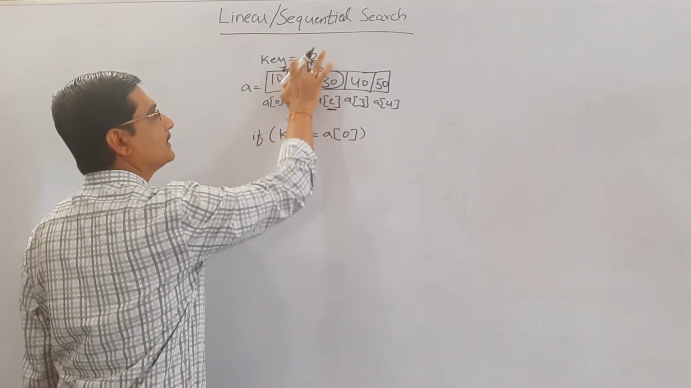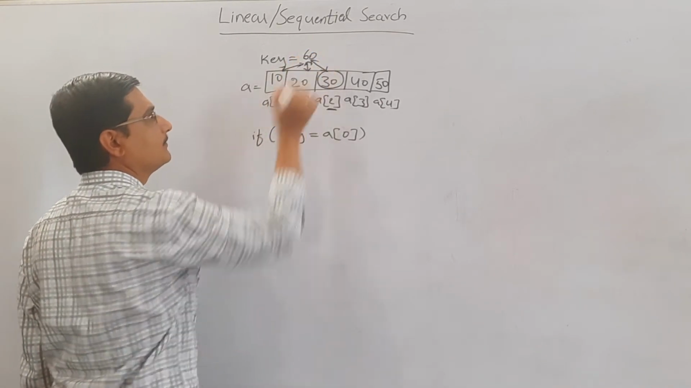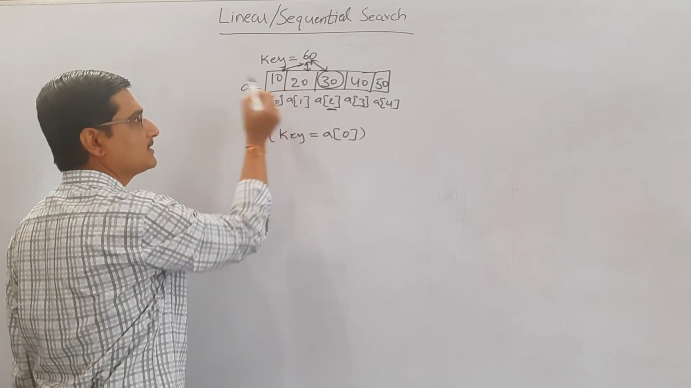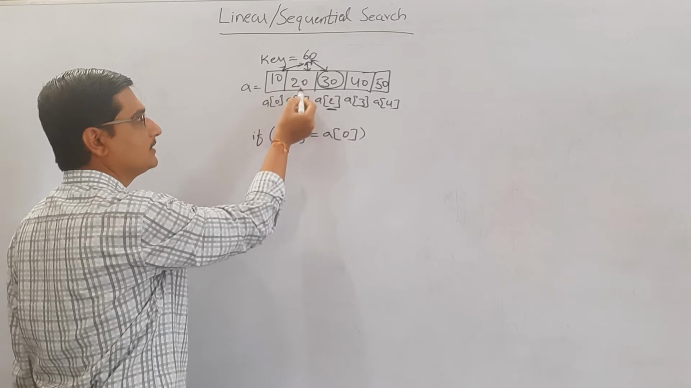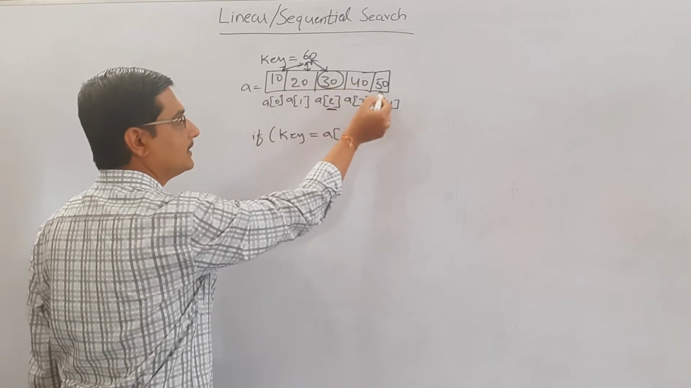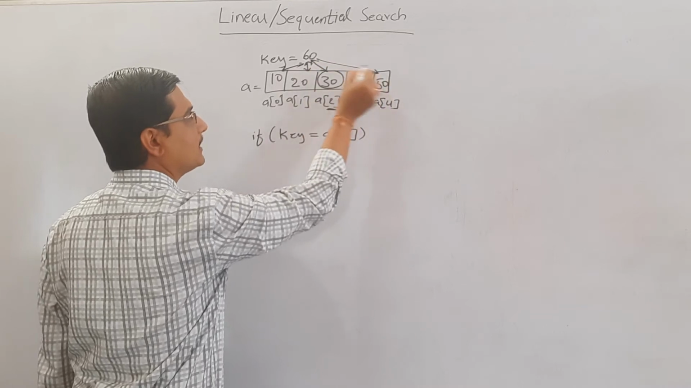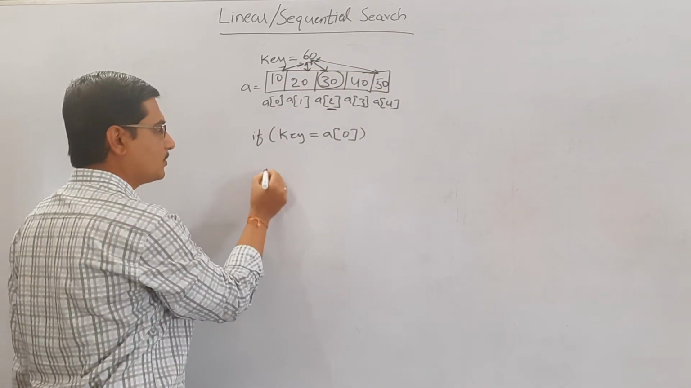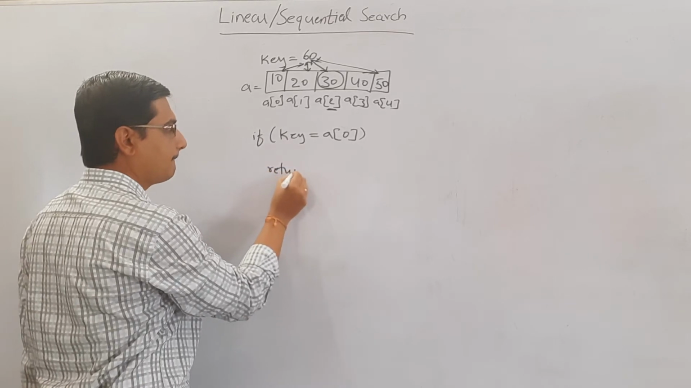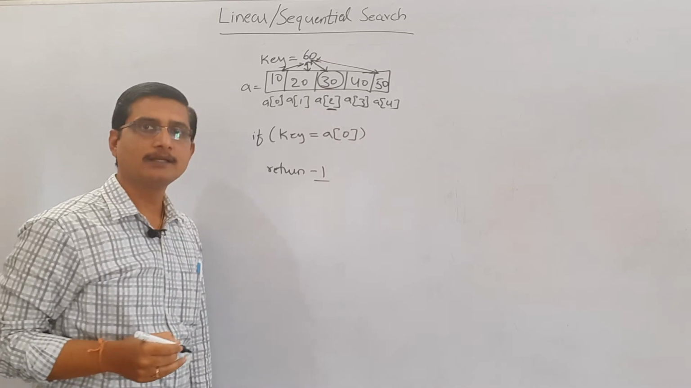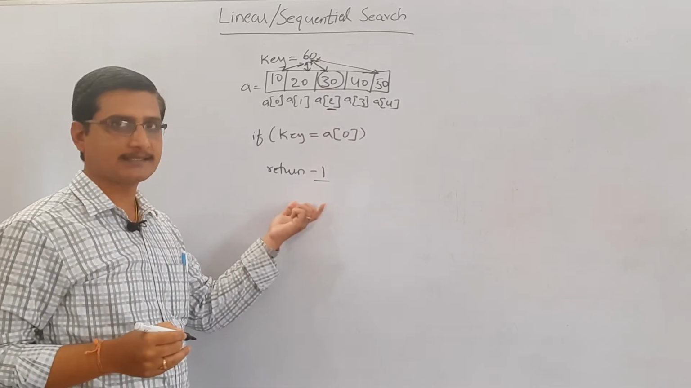Assume that the key is 60. Again, we start with the same process: 60 is matched with the first element 10. There is no match, then the second element, the third, the fourth, then the fifth element. There is no match and the key is not found. So, we are going to return -1. If the value is -1, then it is an unsuccessful search.